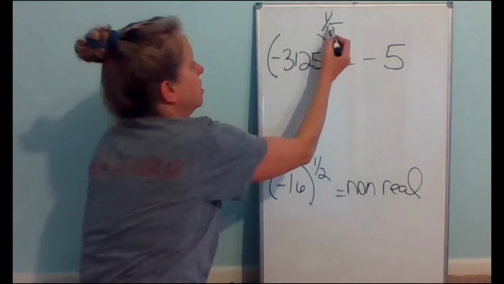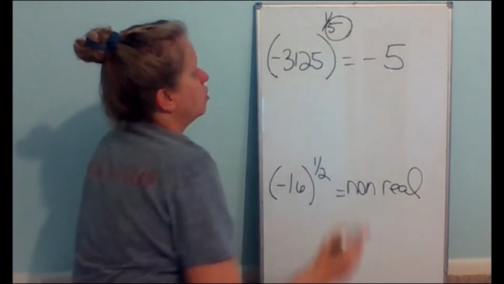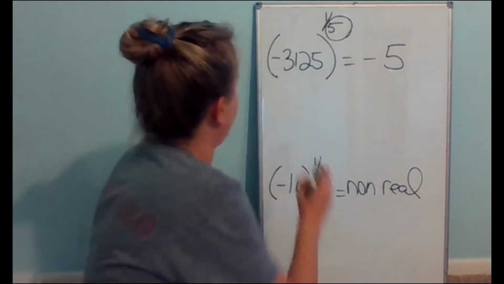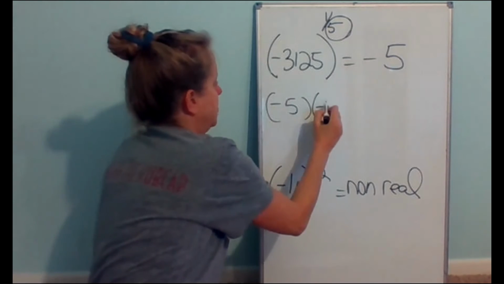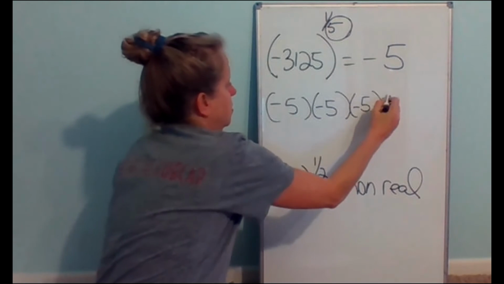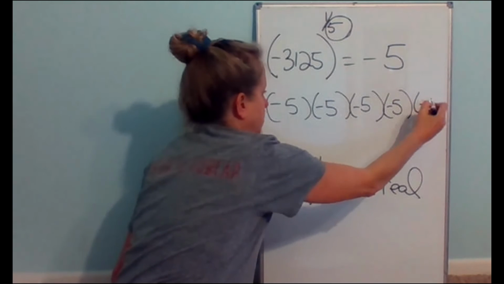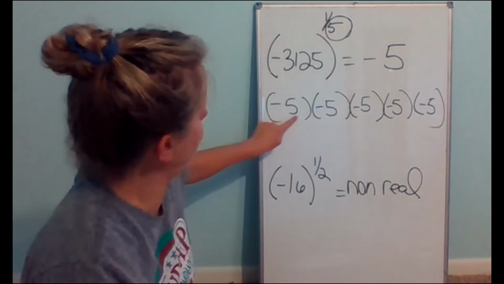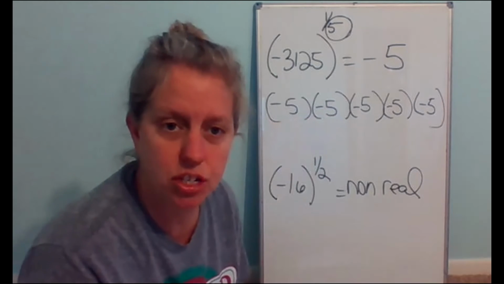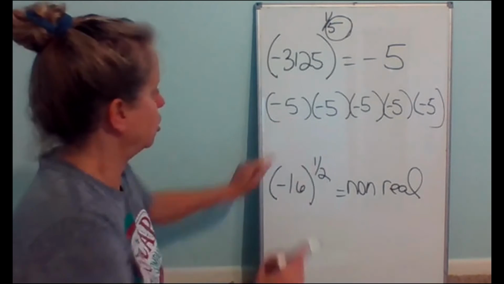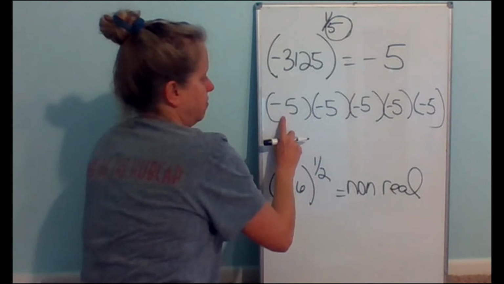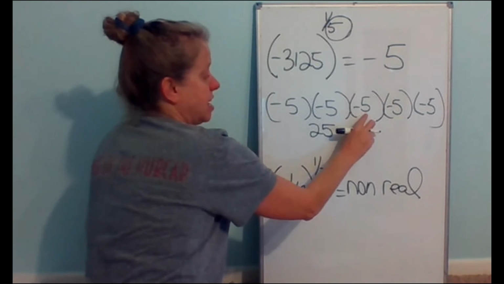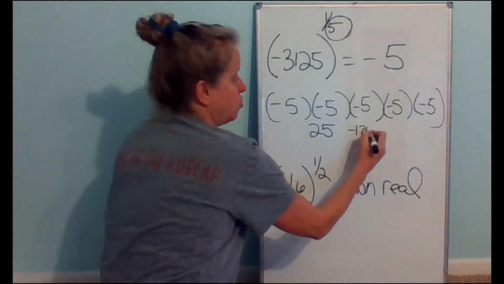What are we trying to find on this one? The number that, if you multiply it together 5 times, gives you -3125. Let's see, -5 times -5. If you multiply 2 negatives together, what's going to be your answer? It's going to be +25. So look what happens. First here, -5 times -5 is +25. So when you multiply that times -5, you get -125.